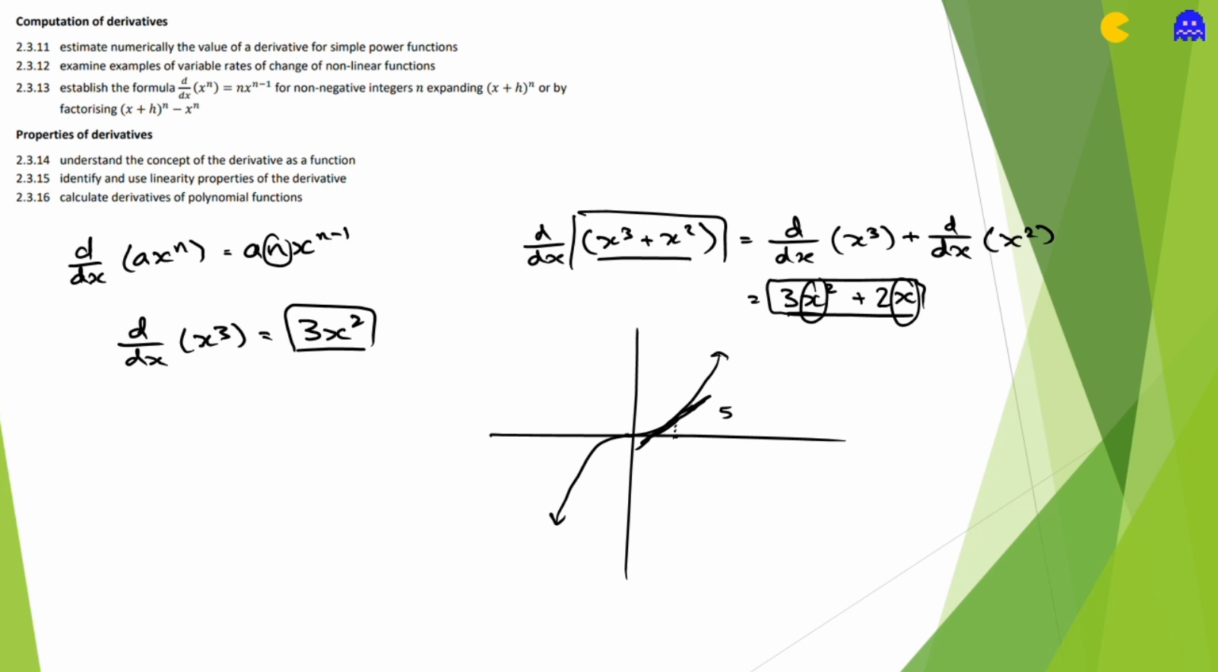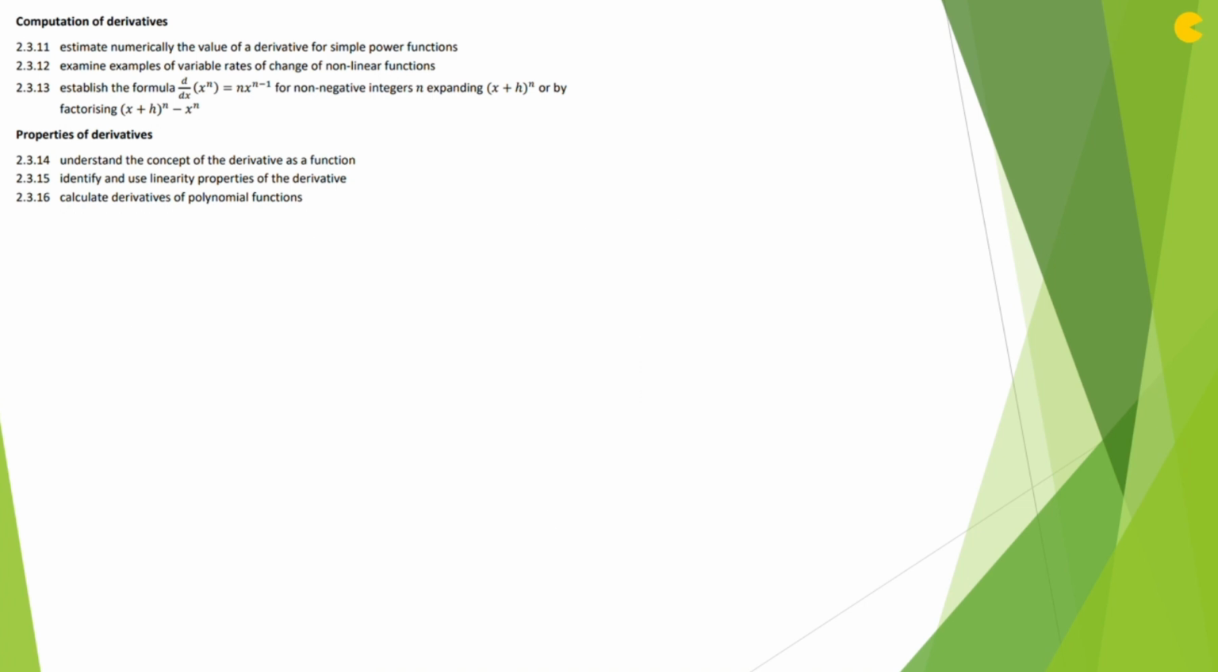So we've had a look at the concept of the derivative of a function. We've identified and used linearity properties of derivatives. And we've also calculated the derivative of a polynomial function, because this here is a polynomial function, and we've been able to calculate the derivative of it. So that takes us to the end of this video.